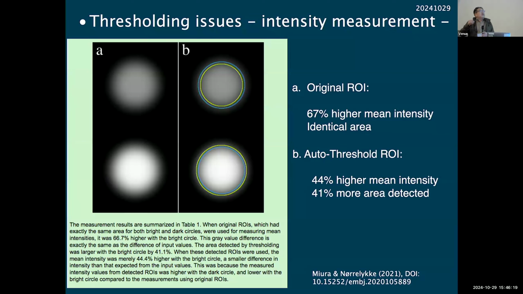So we even did a detailed study of this effect. So we made artificial circles with a different intensity. So this is 67% higher intensity with identical area. If you do automatic thresholding, you get 44% higher. So you didn't really measure properly if you do automatic segmentation. So if you want to know how to do it properly, I can tell you, but come to the poster.